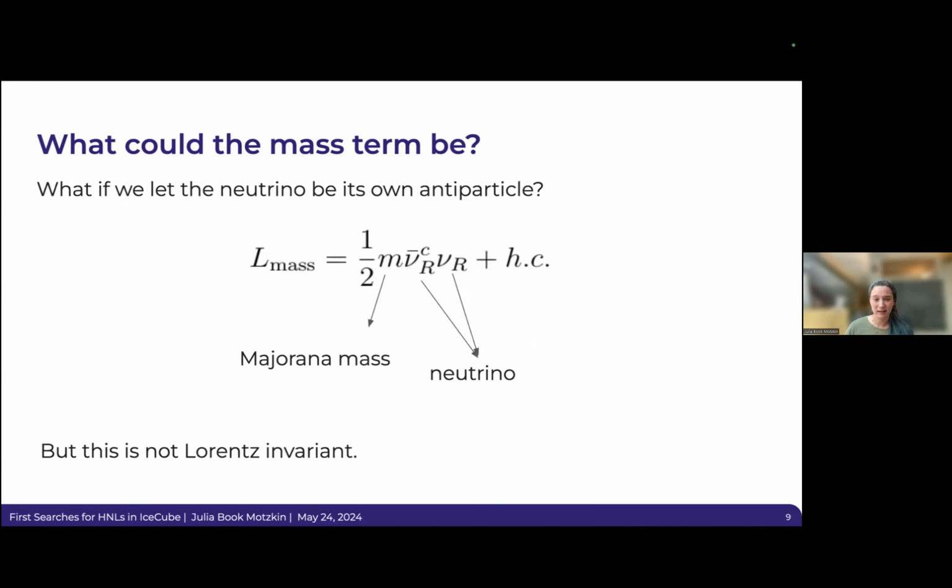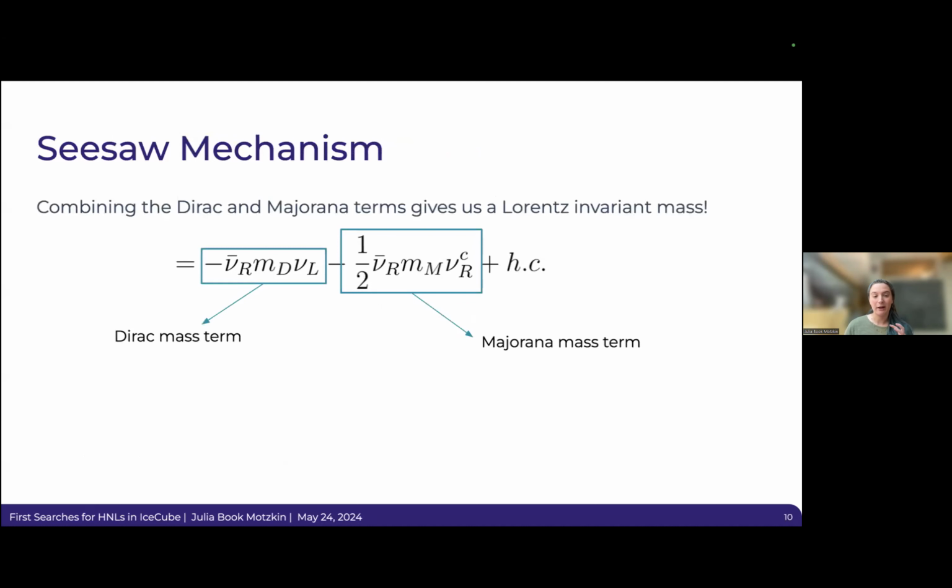If you want to fix this, one thing that you can do is allow neutrinos to be their own antiparticles. This would mean that neutrinos are Majorana particles. This would also imply that you need to add a right-handed neutrino or a sterile neutrino, and you would have a Majorana mass, similar to the previous term we saw. But this one isn't Lorentz invariant, and all of our Lagrangians in quantum field theory need to be Lorentz invariant. So you can bypass both of these issues by combining the Dirac and Majorana terms, which means neutrinos will have this funky kind of quasi-Dirac, quasi-Majorana structure.